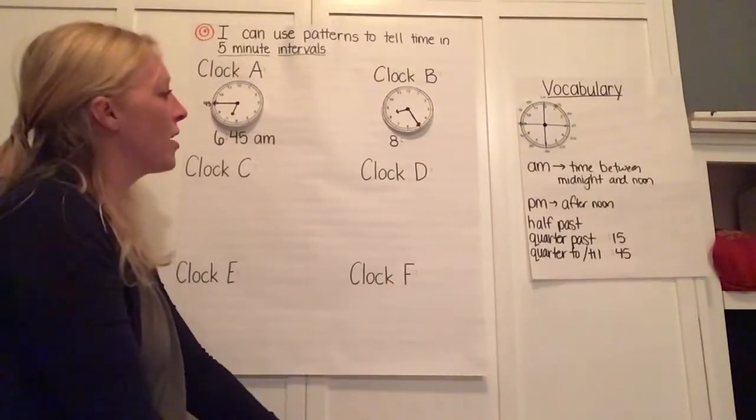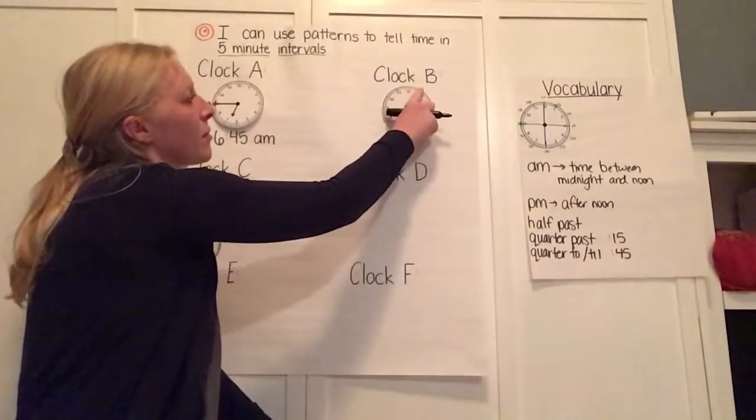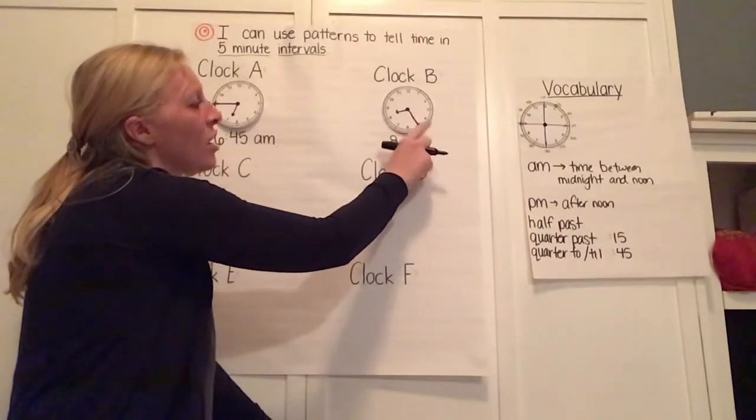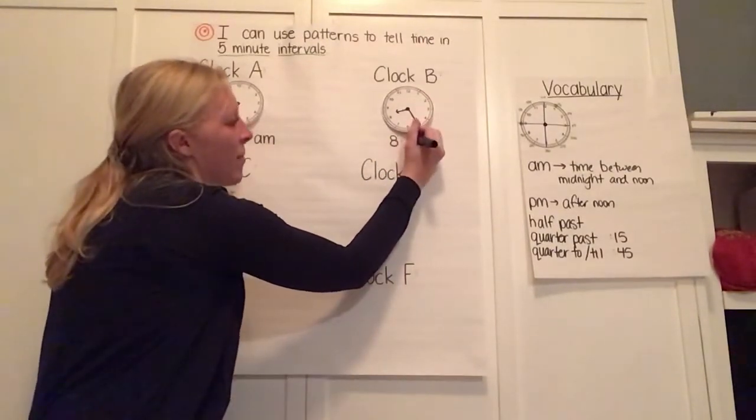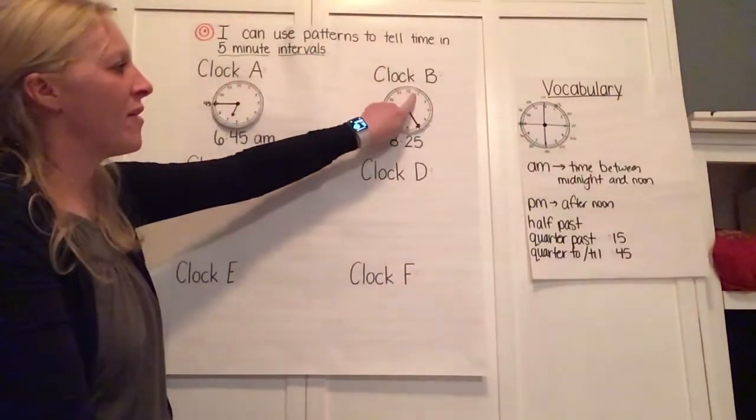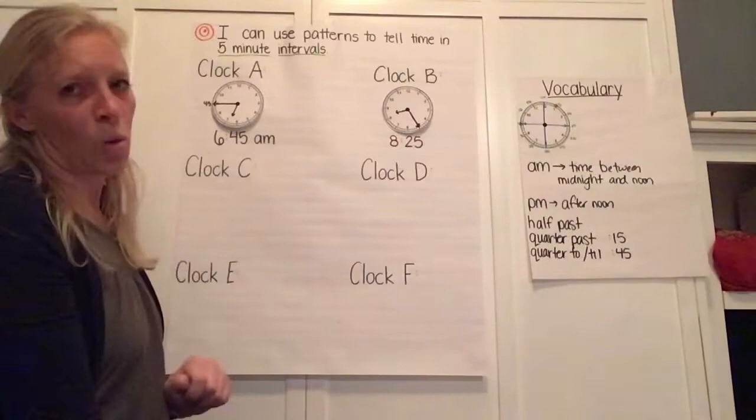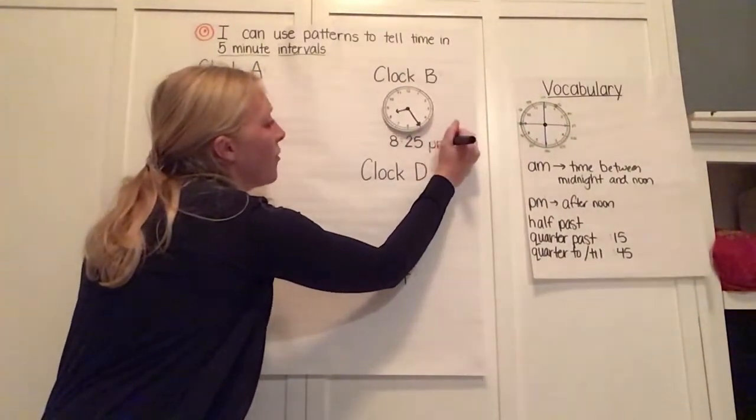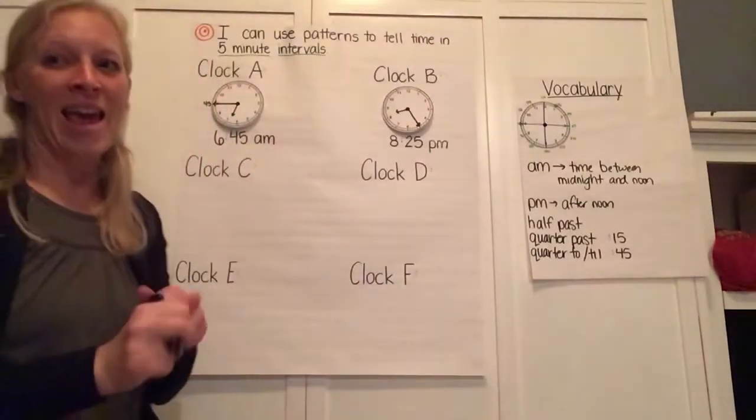Why do you say 25? 5, 10, 15, 20, 25. It's on my 5. That pattern, pattern of counting by fives helps me get to 25. What are you doing at 8:25 p.m.?